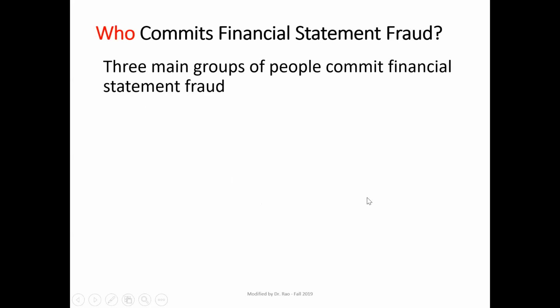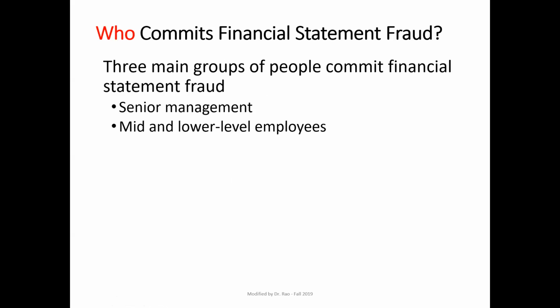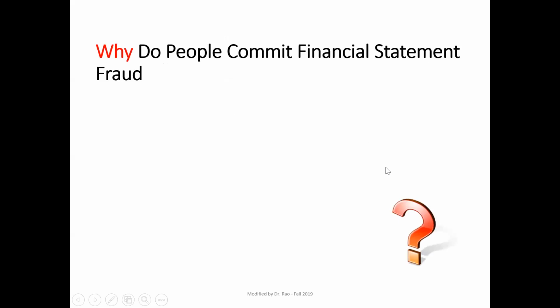So we have three groups of people who commit fraud. The first is senior management, the upper management. We do have middle and lower level employees also committing financial statement fraud. In most cases, when we find this kind of fraud, it's being done at the direction of senior management. And then you have organized criminals. Our focus is going to be on senior management. Why do they do it?